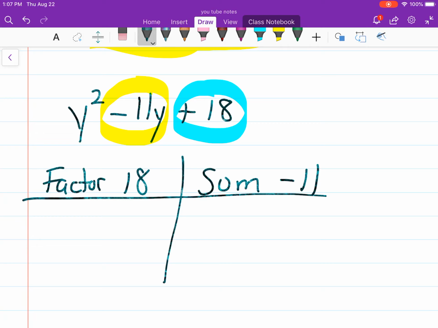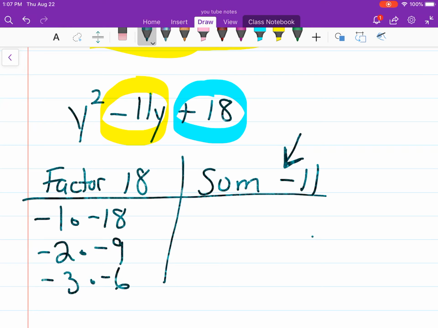Now, I have to think about something. What are my factors for 18? It could be 1 and 18, but I could also have a -1 and a -18. And I know that I'm going to use the negatives because I have a negative right here. Two negatives multiplied together give me the positive, and two negatives added together give me that negative. So we're going to use the negative factors on this: -1, -18; -2, -9; -3, -6.